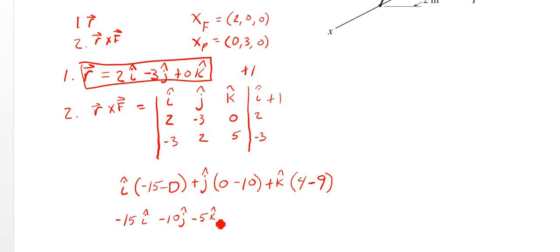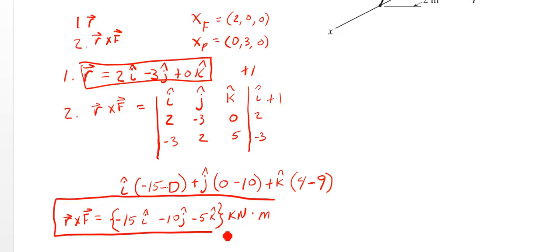And for my units here, we had kilonewtons, and we're crossing that with a position vector with units of meters, so we get kilonewton meters. Some people either didn't put units on or didn't include the k on the kilonewtons. So that's R cross F, and we get 2 points for that.